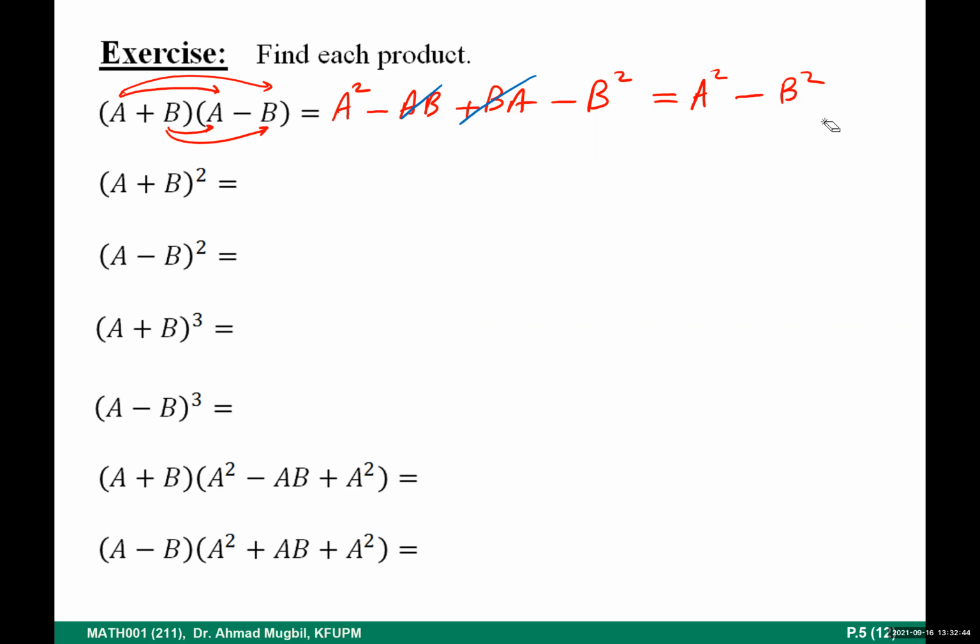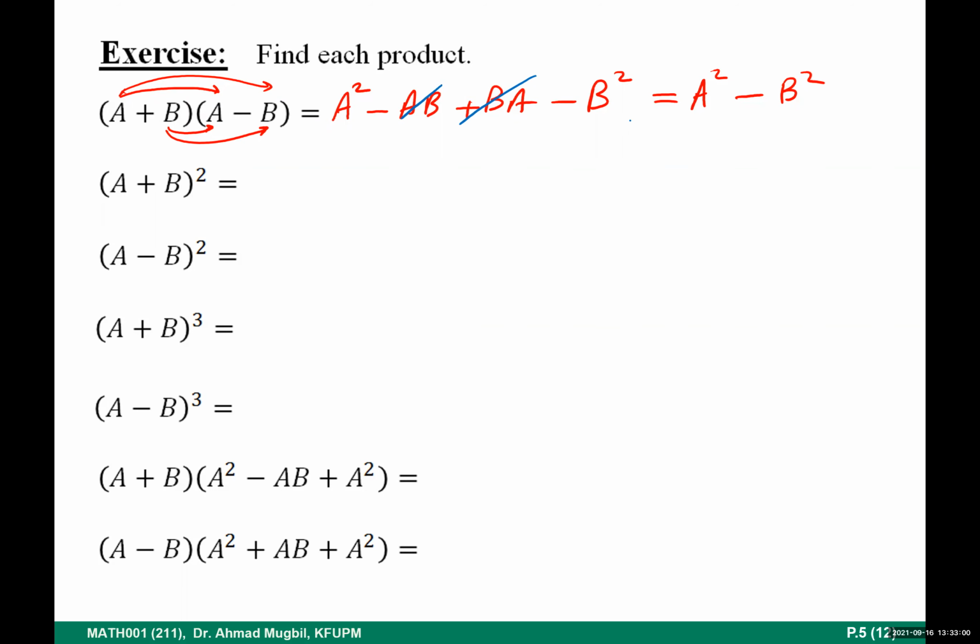Be careful, shabab, about the mistake that your colleagues have made. This is not equal to a minus b all squared. Be careful. We cannot distribute the power over the sum and the difference. So this is not.